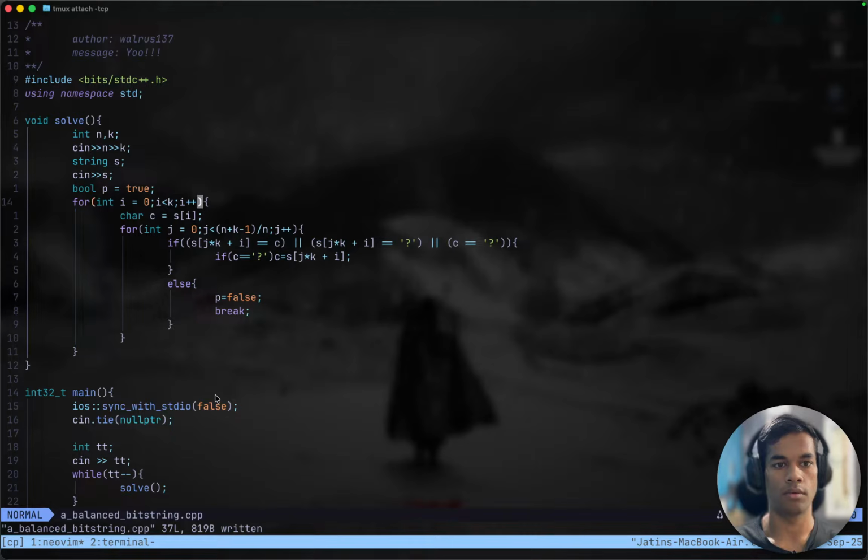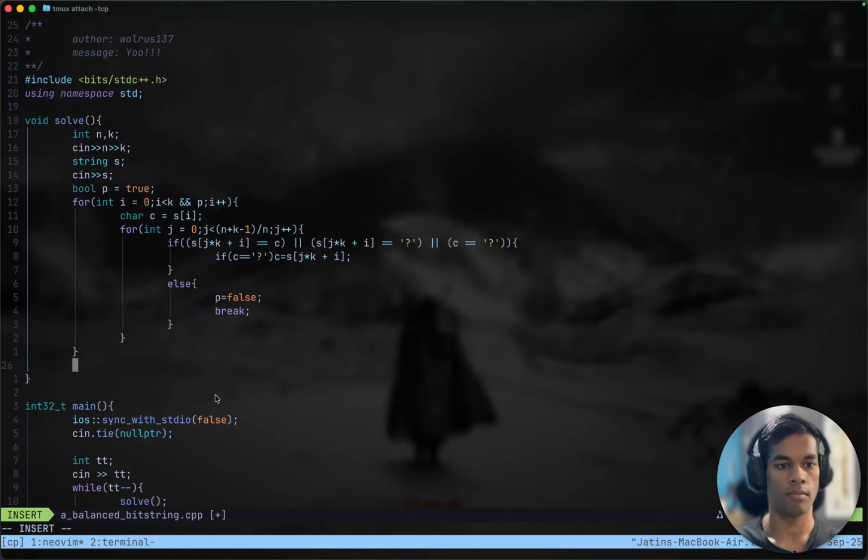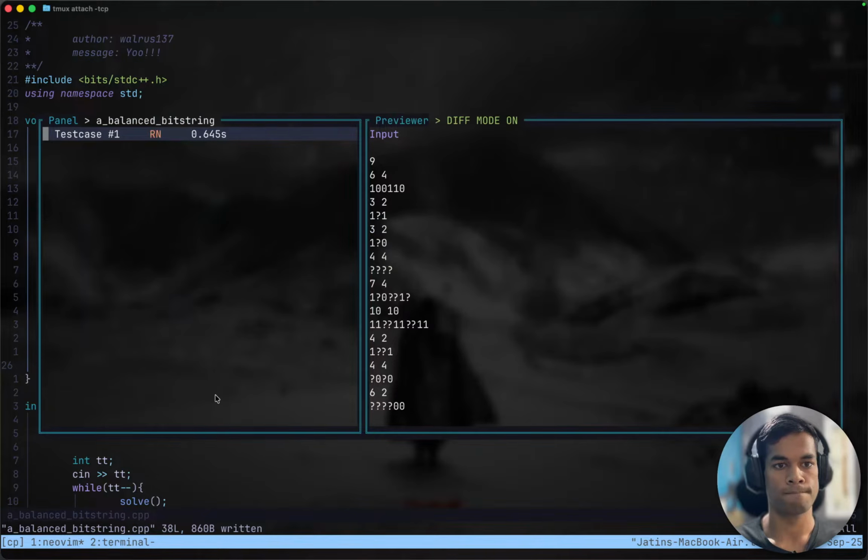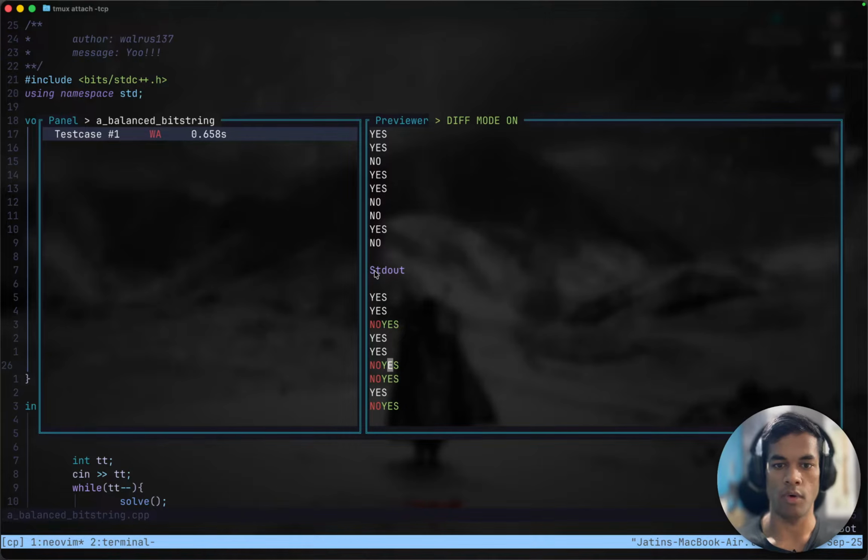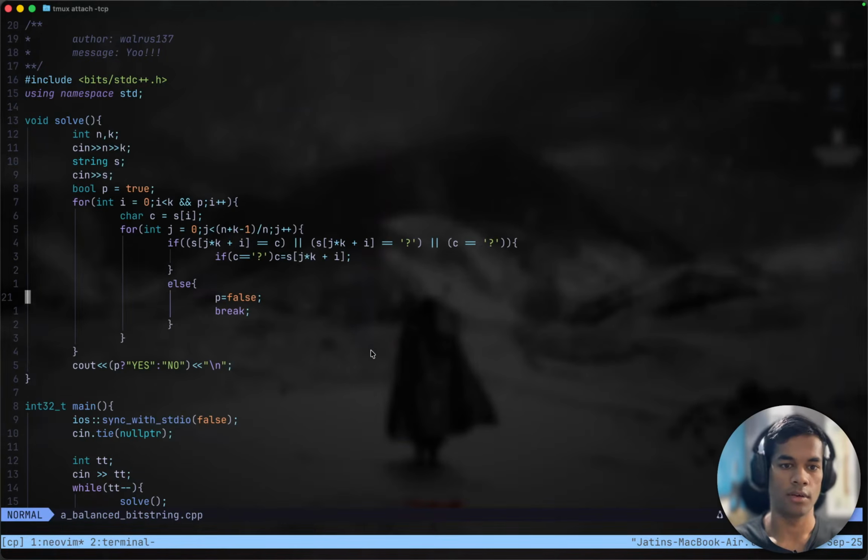And cout depending on p, yes or no. Shit, I say yes, yes, yes. Why is this always saying yes? This p is never false. So the current string is either equal to c, or the current string is a question mark, or the character that I have been matching for is a question mark. Okay.